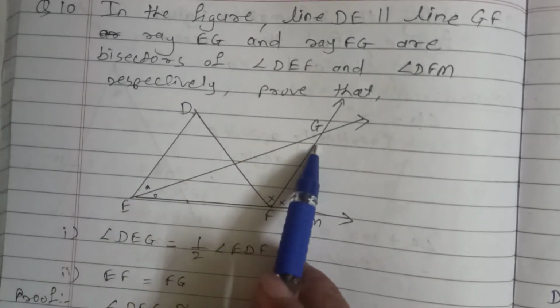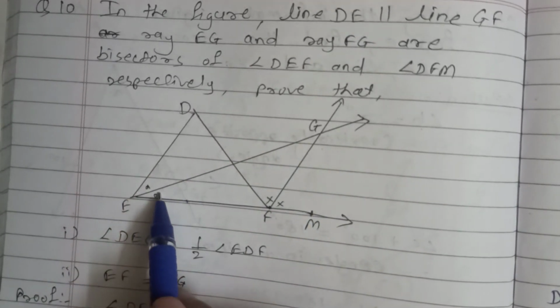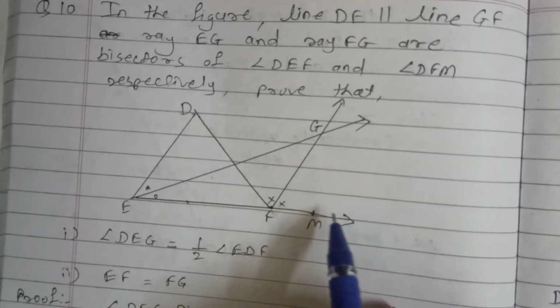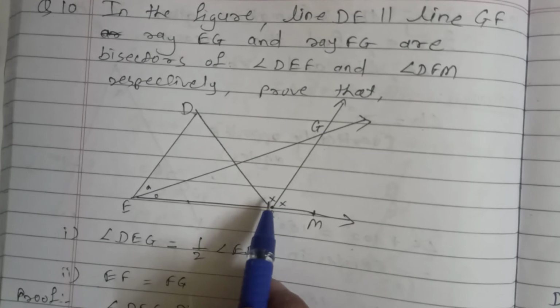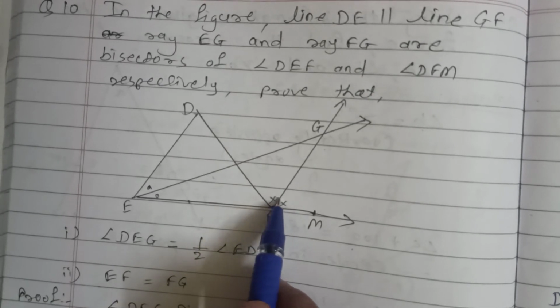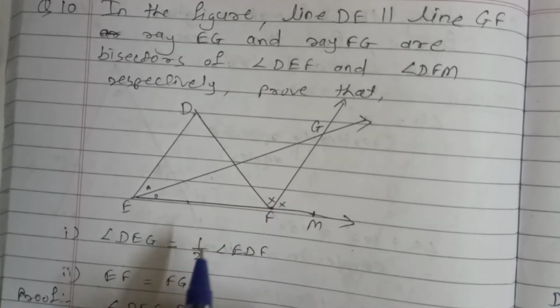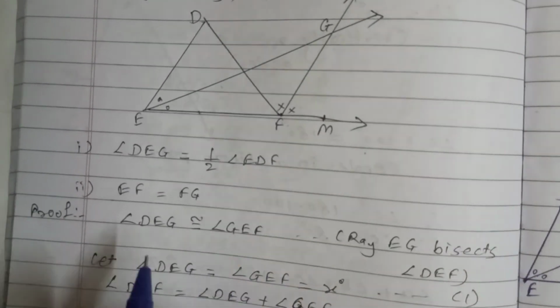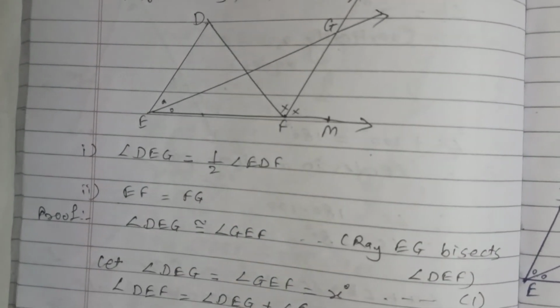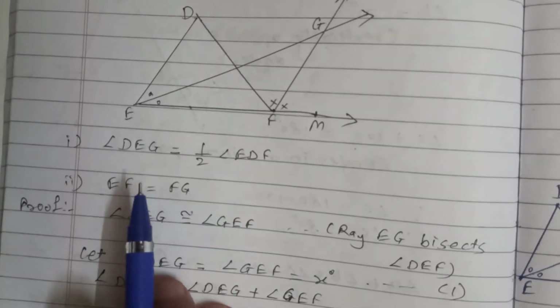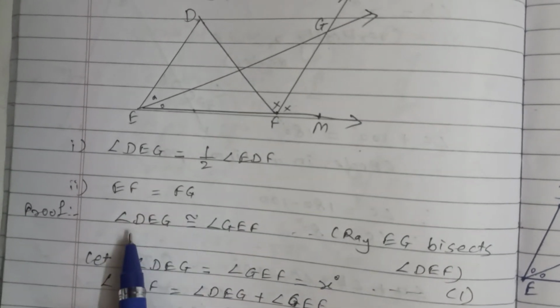This ray EG is a bisector, therefore we can show these two angles in a similar way. As FG is the angle bisector of this angle DFM, therefore I have already shown these two angles by the same sign. Now I have to prove angle DEG is equal to 1/2 of angle EDF and EF is equal to FG. Now let us see the proof.